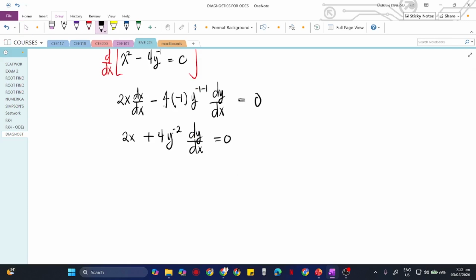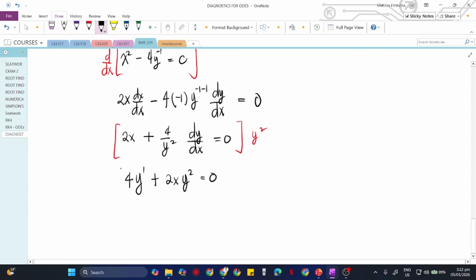What's left is to rearrange this one. This y to the negative 2, we can put in the denominator, and then we can multiply both sides by y squared. That would give us, let's put first the 4 times dy over dx as y prime, plus 2x y squared, and that is equivalent to 0. So this is now the differential equation.